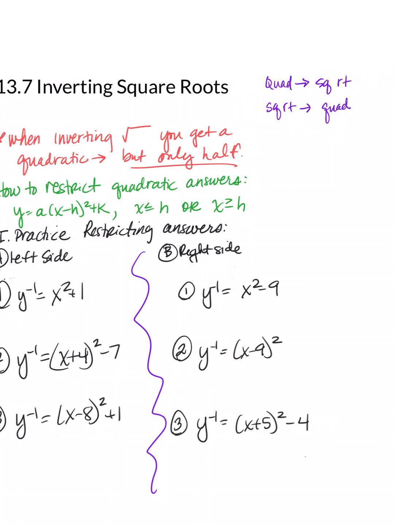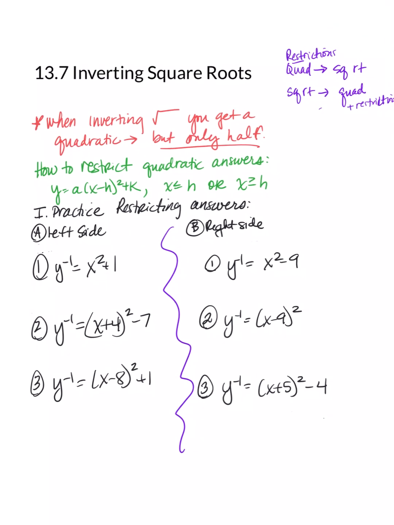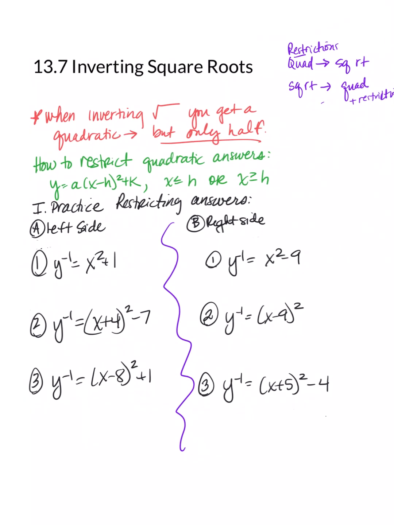quadratic. So here, yesterday, you had restrictions, right, on the quadratic to produce the square root. So today, we're going to have to add the restrictions, and I'm going to show you how to do that, okay? So let's come back to this. As we are inverting our quadratics, you are going to have to restrict it to only half. Remember, we can't use the full quadratic because it would not be a function any longer. So we have to restrict it to half, and like I said, I'll show you how to do that.